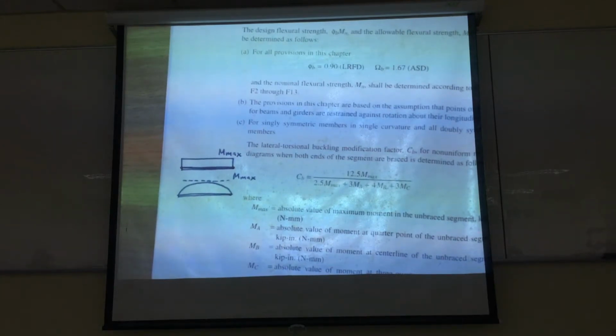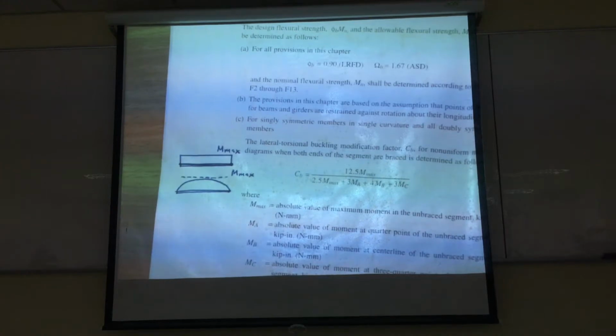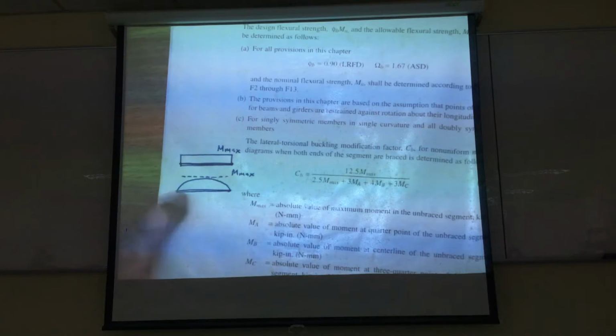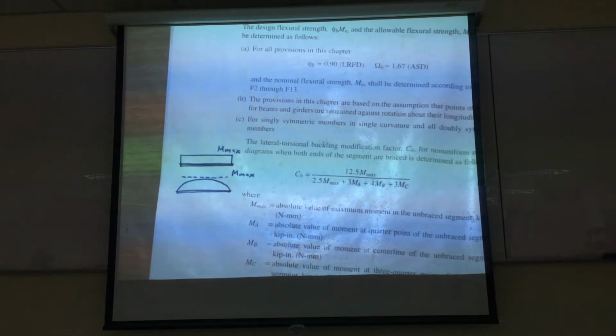Okay, so this case here, you will have more capacity, or a higher critical moment, than this case, because for this case you are saturating the whole beam with this max moment, okay. Whereas for this, on the two sides you still have lower moment. So the effect of lateral torsional buckling and also warping is less in this picture.